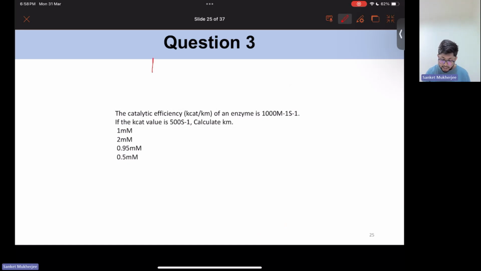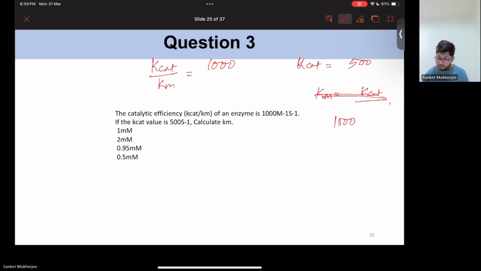Catalytic efficiency Kcat by Km is given as 1000. We have the Kcat value also given as 500. So what we need to find out is Km. That would be Kcat by Km. Sorry. So 1000 by 500 will actually be 1 by Km. So 1 by 2, it would be 0.5 millimolar.